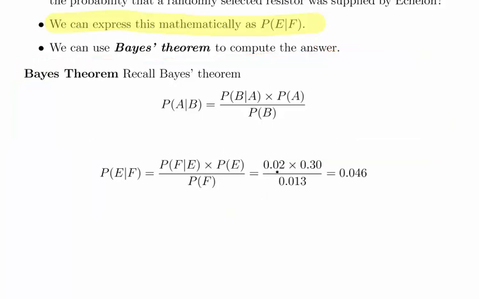Working that out, that would be 0.02 times 0.30 divided by 0.013. And that should give us, I think, 46%, 0.460. So 46% of the faulty resistors come from Echelon, even though they only provide 30% of the resistors. Okay, so that's grand. We'll leave that there.